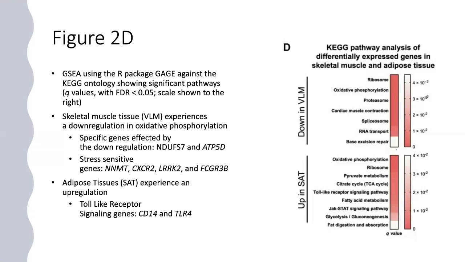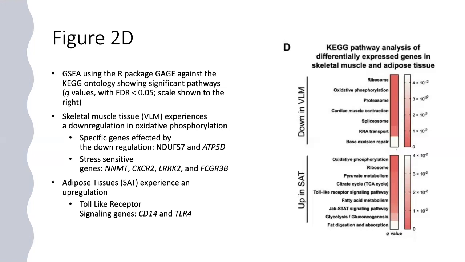Other pathways that were affected were those for the translational and cellular protein targeting processes. For example, energy demanding and stress sensitive biological processes. So this further suggests that sleep loss promotes catabolic stress, including several immune injury and stress related genes, such as NMT, CXCR2, LRRK2, and FCGR3B. For the adipose tissue, it was the opposite.